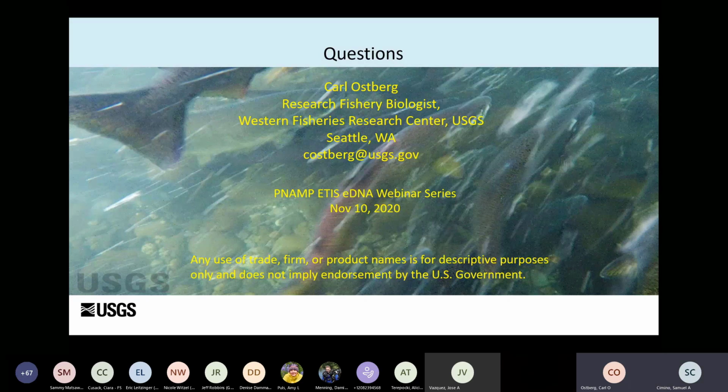Perfect. Yeah, we have another question from Roy Morris, and it's a little specific, but maybe you can help. Where would the work be done to differentiate Hoh River steelhead from Keats River steelhead?